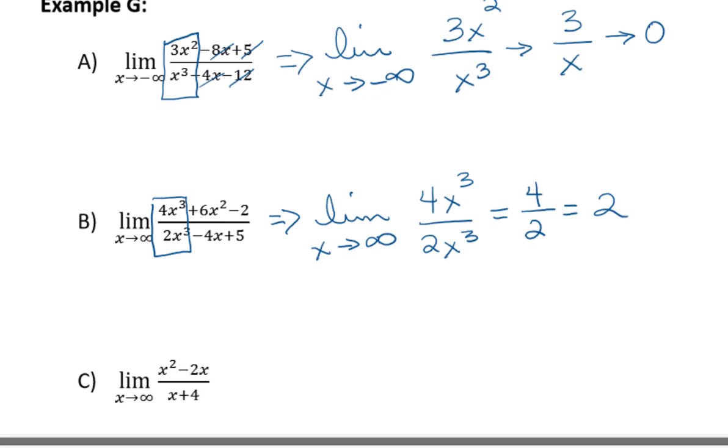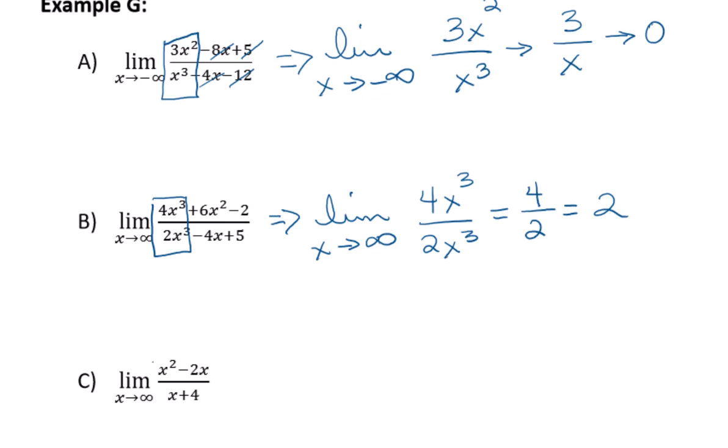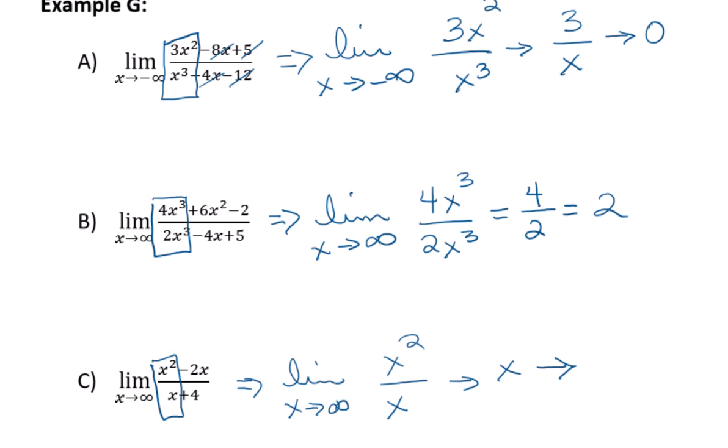And looking at C, if we were to concentrate on just the leading coefficients, this limit would be similar to the limit as x approaches infinity of x squared over x, which reduces to x. And so as x is going towards infinity, so is our limit. So our limit would be infinity.